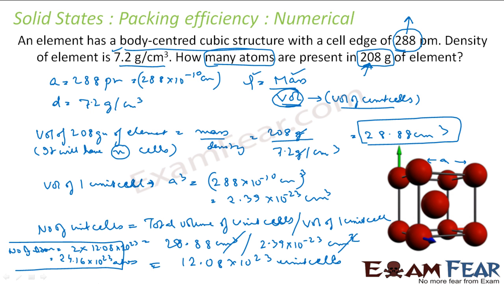Pretty easy. So from 208 grams of element, we found the total volume. And we know that one unit cell has this much volume. The total number of unit cells we found. We want to find the total number of atoms. One unit cell has 2 atoms. The total number of atoms is 2 into this value, that is 24.16 into 10 to the power 23.